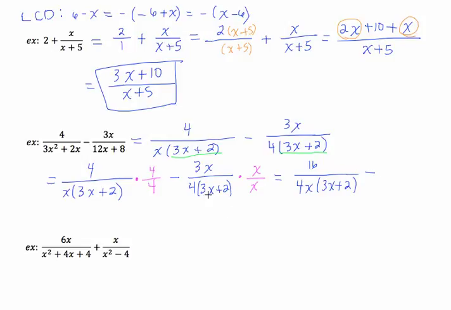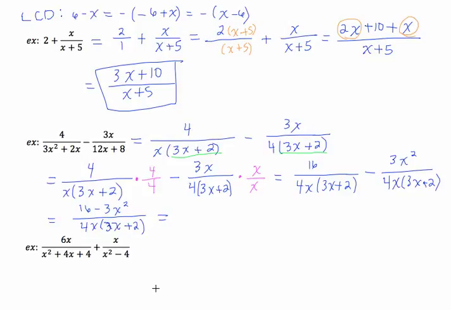minus, this fraction gives us 3x squared over the same thing. I'm going to bring this x, reorder, put it over here. So 4x times 3x plus 2. And so now we have a common denominator. And so we can subtract the fractions. So we have 16 minus 3x squared all over 4x times 3x plus 2.